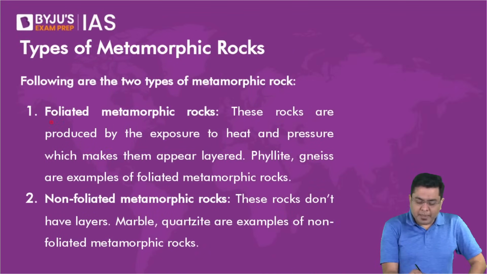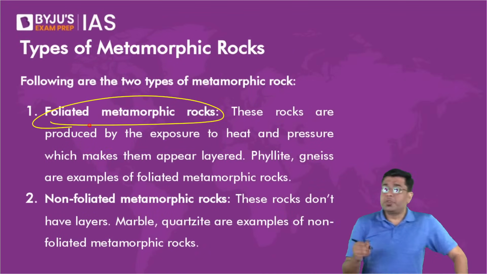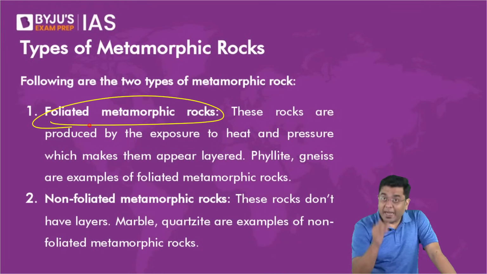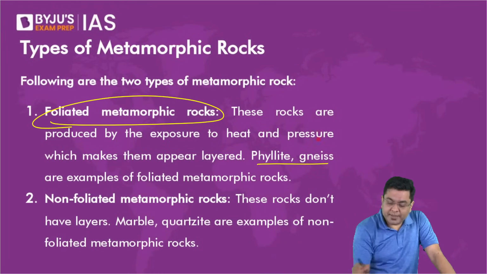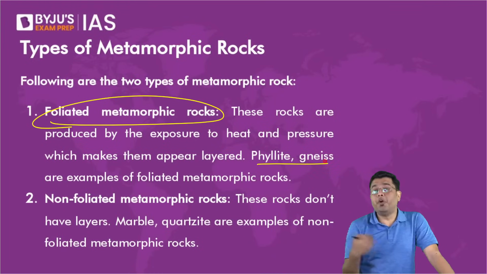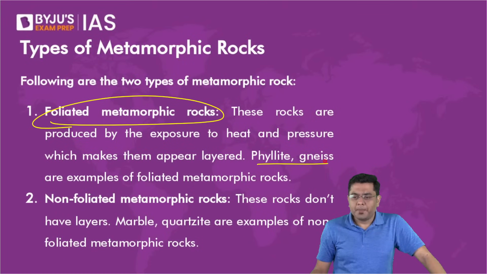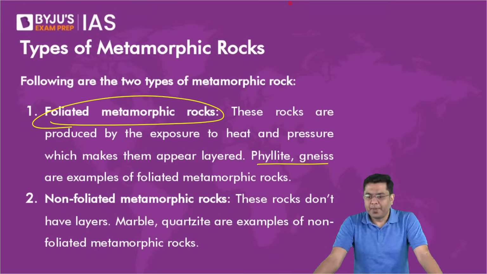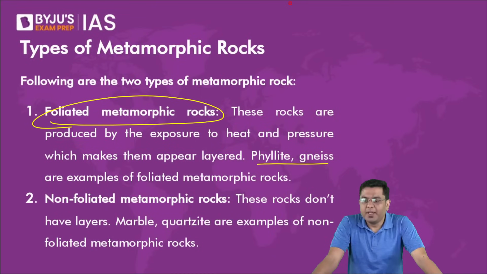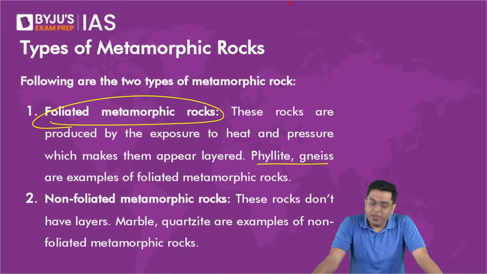So foliated metamorphic rocks, these are produced whenever you have a kind of layered structure. So phyllite, gneiss. Gneiss is formed by the metamorphosis of, generally, which kind of rock leads to creation of gneiss? Which one? Let me know. Granite in general. Okay? Yes, correct, Garvit. Granite ends up creating gneiss.